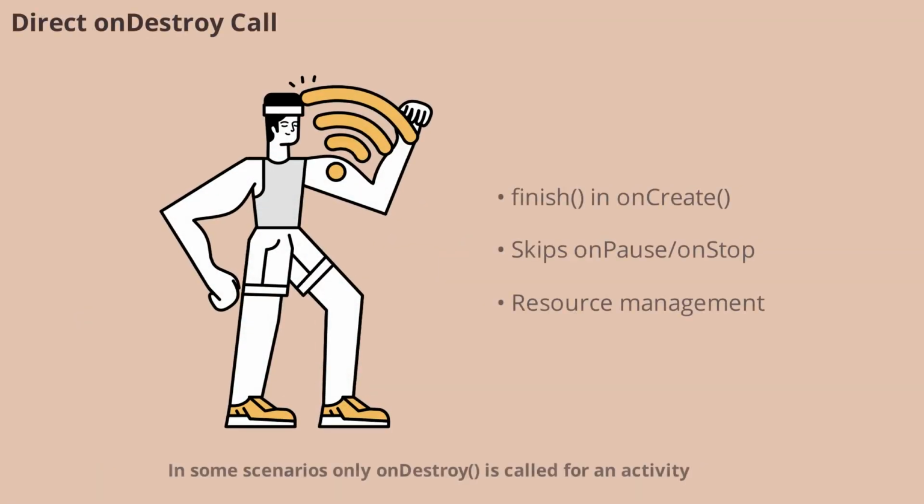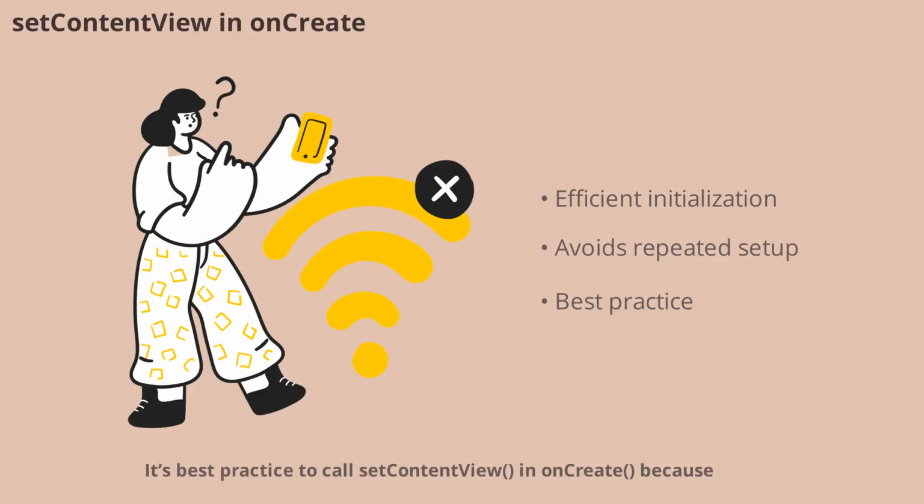In some scenarios, only onDestroy is called for an activity, skipping onPause and onStop. This happens if finish is called inside onCreate. The system immediately destroys the activity, which is important to know for managing resources and avoiding leaks. It's best practice to call setContentView in onCreate, because this method is only called once during the activity's lifecycle. Placing it elsewhere, like onResume, can lead to unnecessary overhead and performance issues, as those methods may be called multiple times.